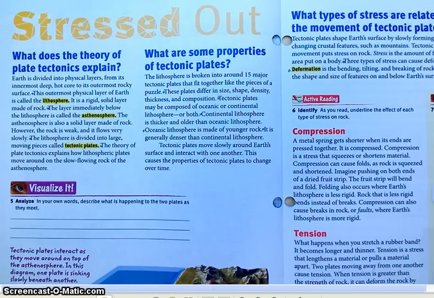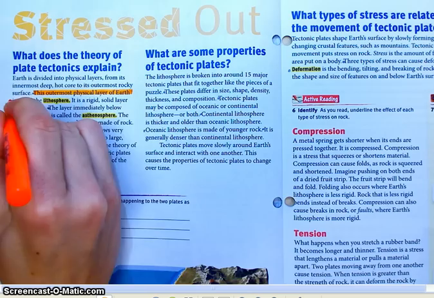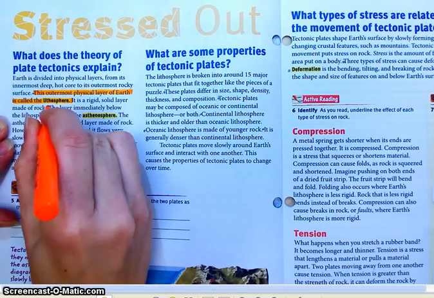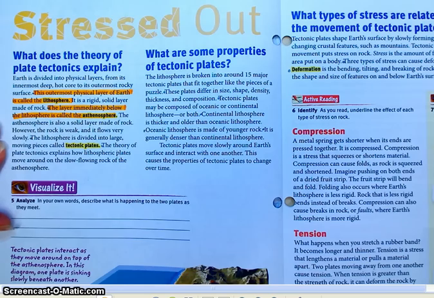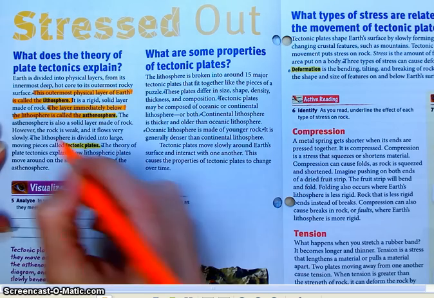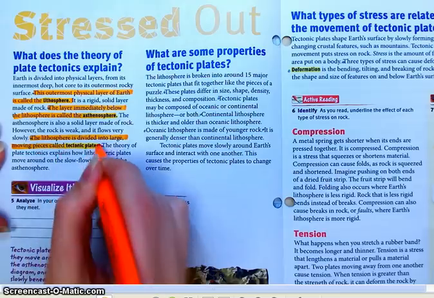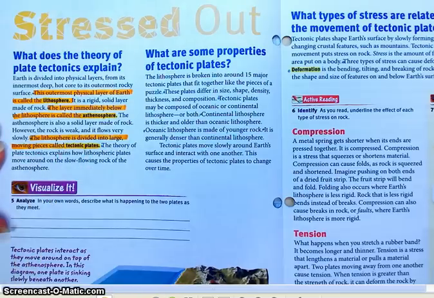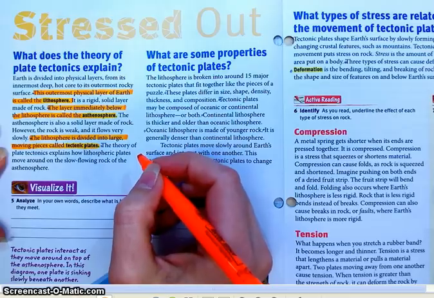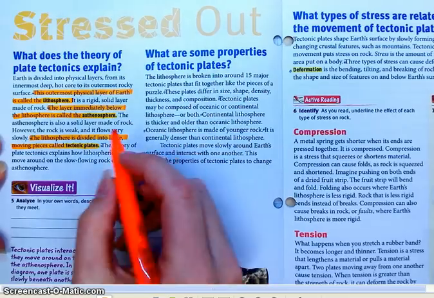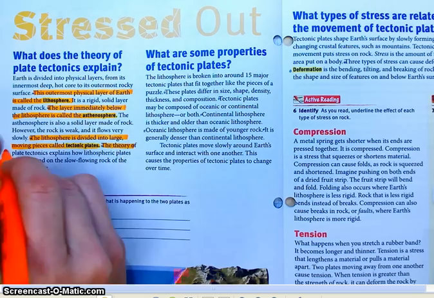The outermost physical layer is called the lithosphere. The layer immediately below the lithosphere is called the asthenosphere. The lithosphere is divided into large moving pieces called tectonic plates. The theory of plate tectonics explains how lithospheric plates move around on the slowly flowing rock of the asthenosphere.